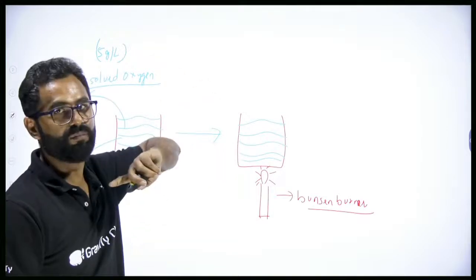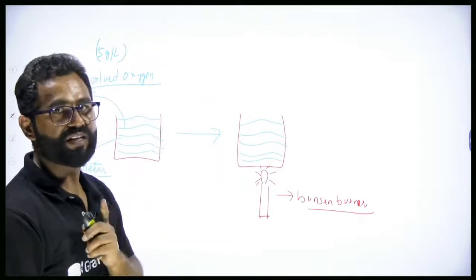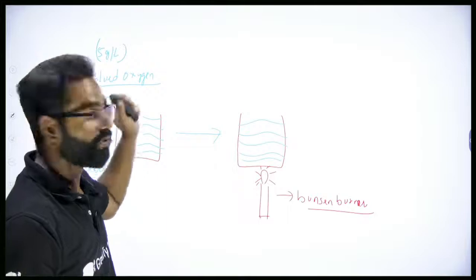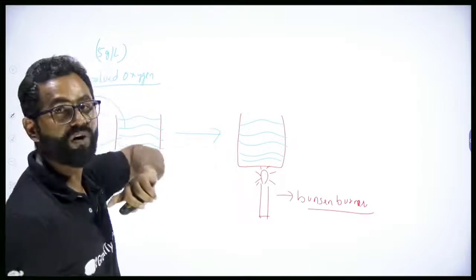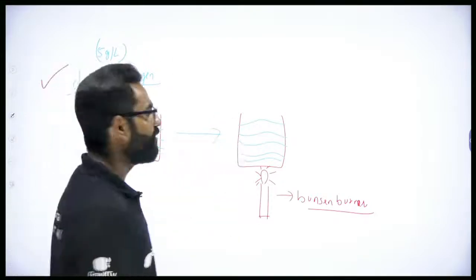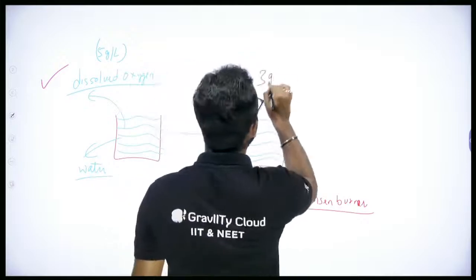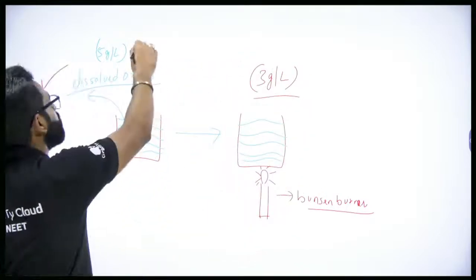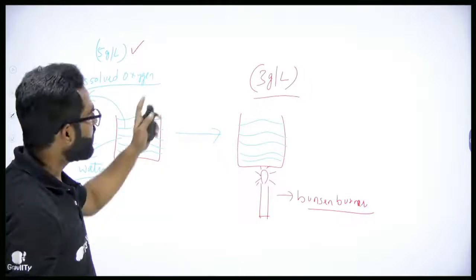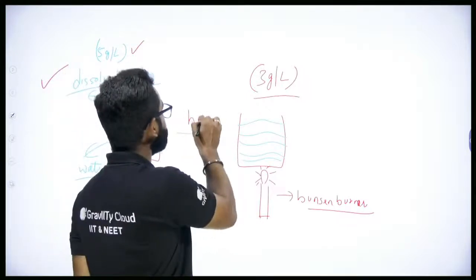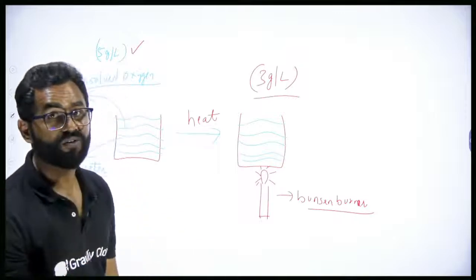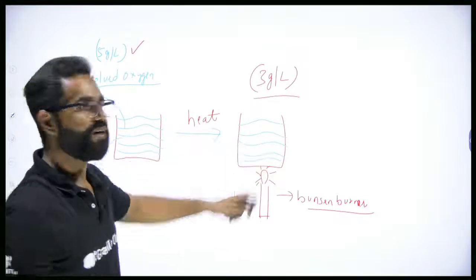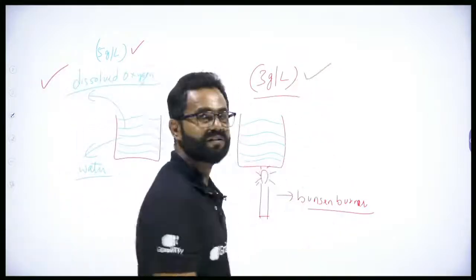After some time the water will boil and the concentration of dissolved oxygen in the water will reduce to 3 gram per liter. Initially it is 5 gram per liter, but when I heat the water, the dissolved oxygen concentration in that water reduced to 3 gram per liter.